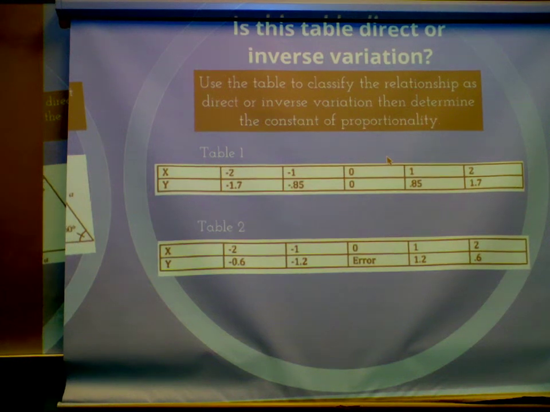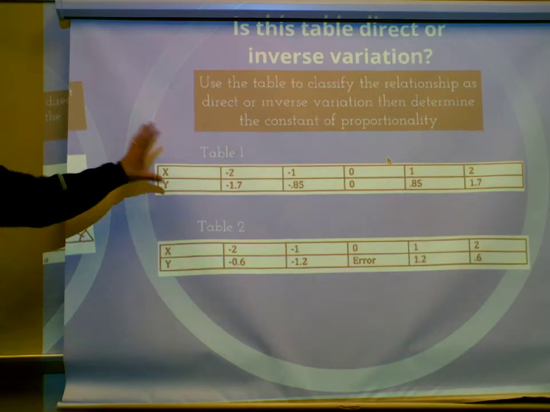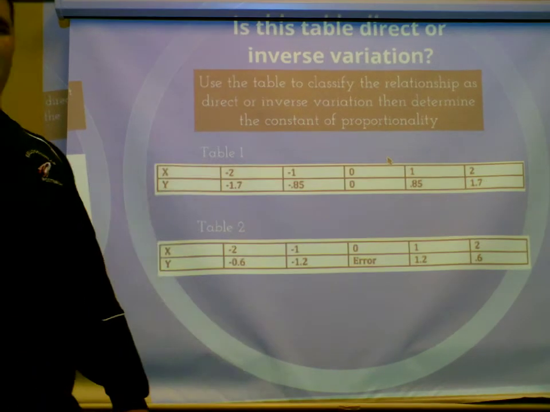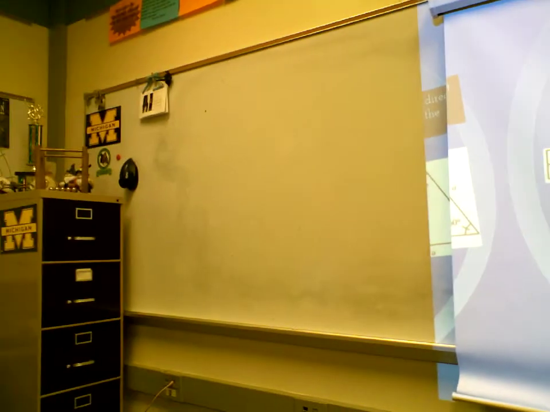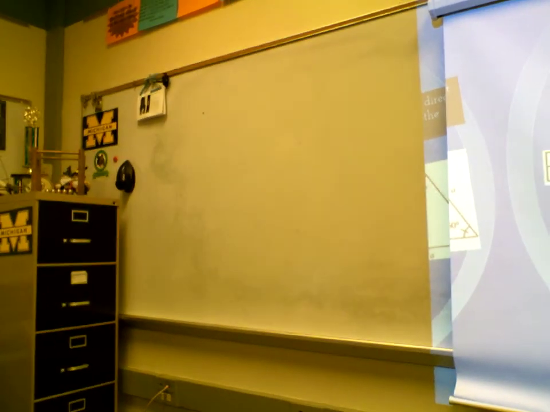So the directions here say, use the table to classify the relationship as direct or inverse variation, then determine the constant of proportionality. So we're going to start with this table, and we're going to figure out how to get our answer, how to figure out direct or inverse from there. So the first thing we need to do is remember what direct and inverse variation are.